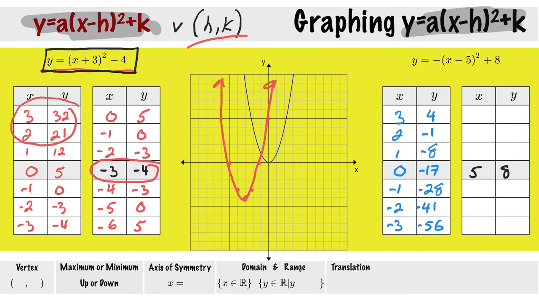The same will be true with my other example. So 5, 6, 7, 8, stepping 3 up and 3 away. And when I sub in my values, they will mirror each other. So 5 and 8 is my vertex. 6 and 7.